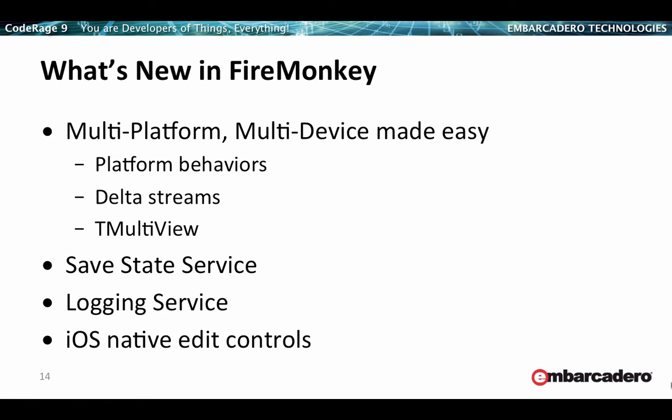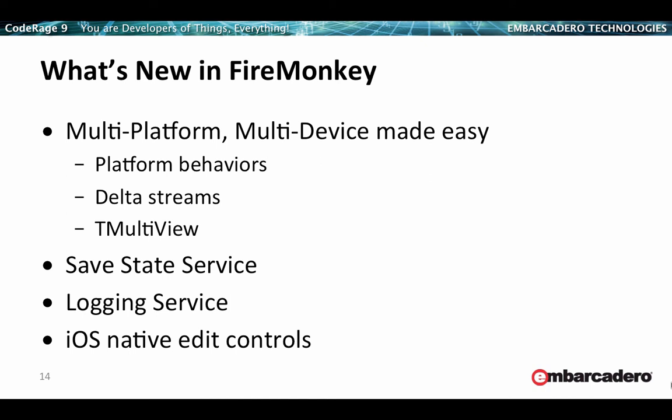That's all the time that we have for today. I've shown you how FireMonkey makes multi-platform, multi-device development even easier by adding platform behaviors for size and position. I've shown you the variant of form inheritance that we call delta streams, which provides the power behind the FireUI designer. I showed the TMultiView, our new super container component that makes it easy to write multi-platform navigation.